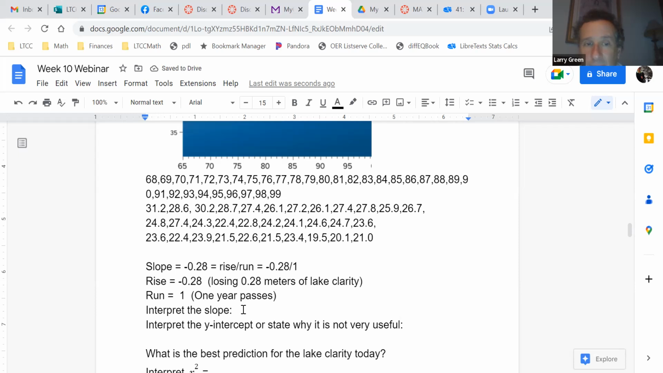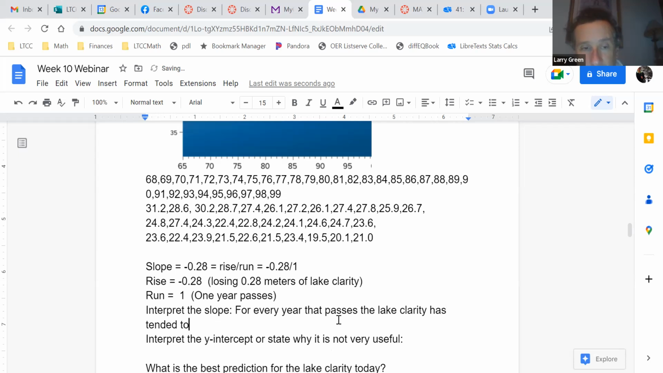Any questions on that? All right, so now I can interpret the slope. So let's interpret the slope. What it says is that for every year that passes, you could write 1 year, but hopefully if you say for every year, you mean it's 1 year. For every year that passes, the light clarity has tended to go down by 0.28 meters.